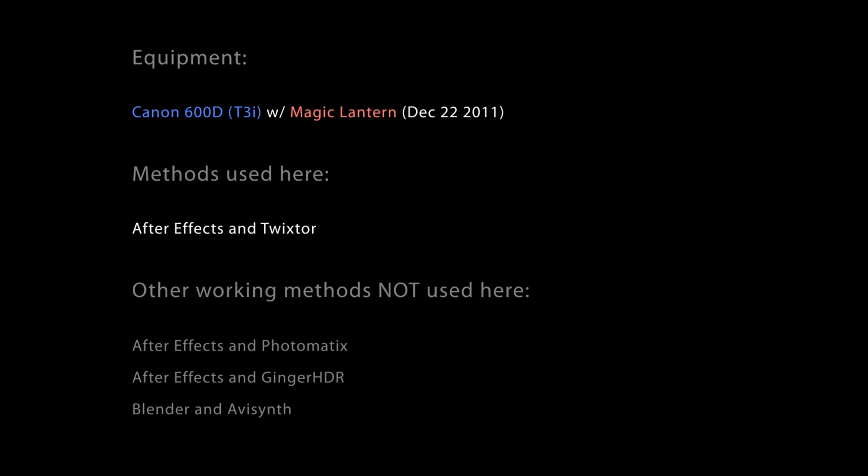Some of the methods that I don't use, but others have tried and had really good luck with, are Photomatics with After Effects. I tried using Photomatics. I was getting a lot of flicker. Also, using Photomatics takes a long time to process image sequences. But if you figure out how to get that to work, please let me know. You can use Ginger HDR. You can use Blender and AVI Synth. Both of those are free. You can find some good tutorials on those elsewhere on the internet.